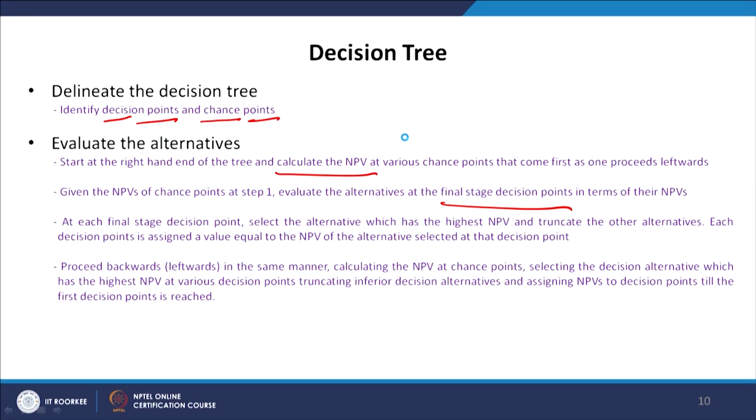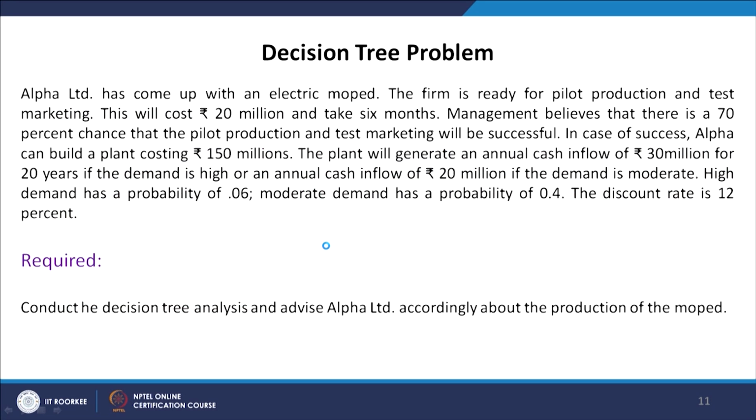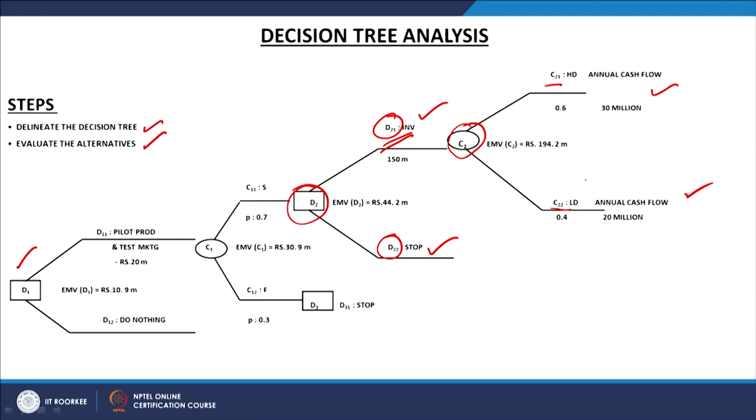At each final stage decision point, select the alternative which has the highest NPV, and truncate the other alternatives. Each decision point is assigned a value equal to the NPV of the alternative selected at that decision point. So, we will have to follow the step, calculate the NPV here, and find out which one is the highest NPV out of the two.